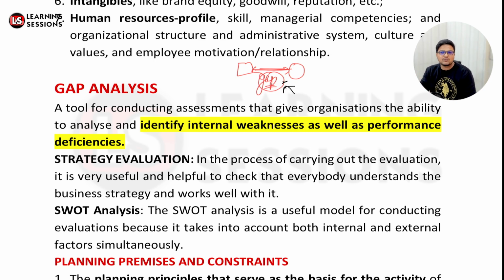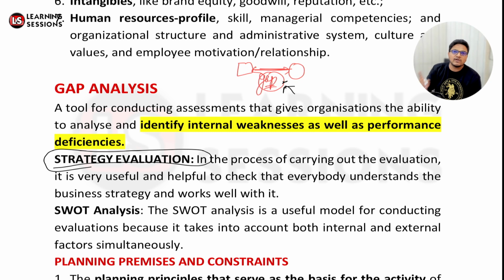Now for that particular case, we have strategy evaluation. Okay, what do you mean by strategy evaluation? Strategy evaluation is that whatever strategy you were following, you're going to evaluate that strategy, whether it is going to be useful to you or not, so that everyone can understand whether this business strategy will be working well or not, right? And the second one is SWOT analysis, right? Looking at your strengths, weaknesses, opportunities, and threats. It basically accounts for internal and external factors simultaneously, right? And definitely it's going to be very helpful.